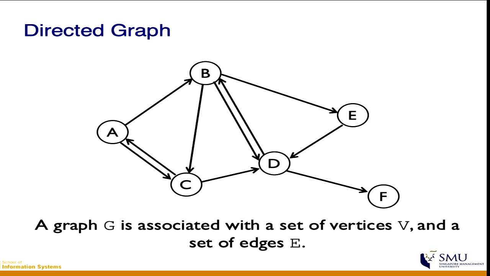Now, when you have a set of vertices, you start to connect them. And in this case, there is actually a direction. So you look at the arrow, right? So there is A to B. Then there are, of course, other connections, B to E, B to D, B to C, and so on.